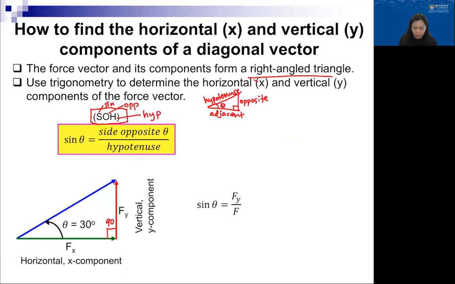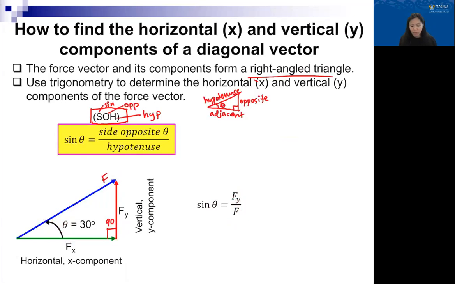So if we look at our right angle triangle here, if we get the sine theta, the side opposite is the y component, or the vertical component, right? The side that is opposite this angle theta is the vertical component of our diagonal vector, Fy. Divide that by the hypotenuse. So the hypotenuse is the diagonal side of the triangle. So that's the force F.